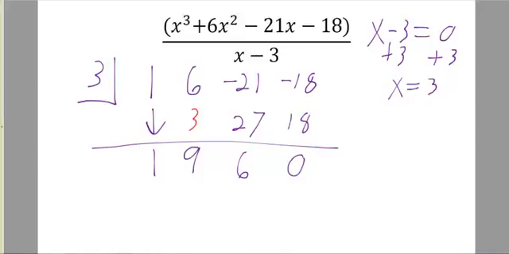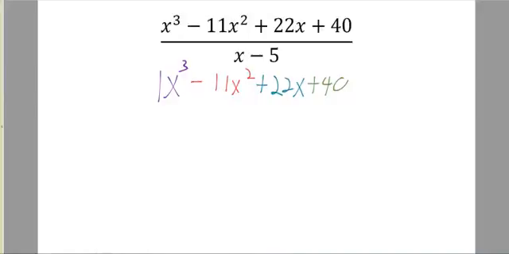Then from our answer, so these are our coefficients, we're going to drop the exponent by 1. It's going to become squared, and so we'll have 1x squared plus 9x plus 6. And again, our coefficients come down from there. And that is how you synthetically divide. I'll show you one more example.